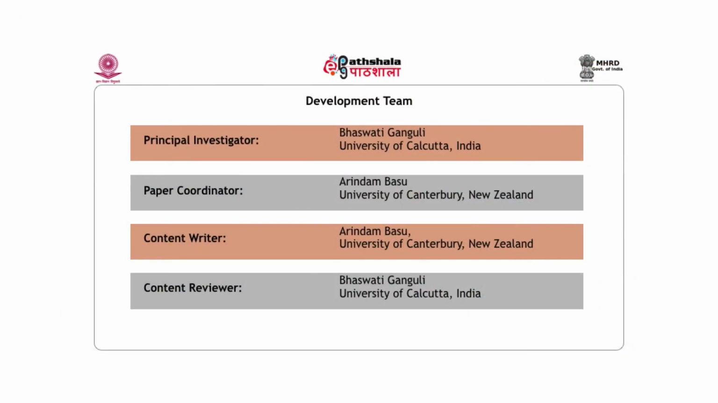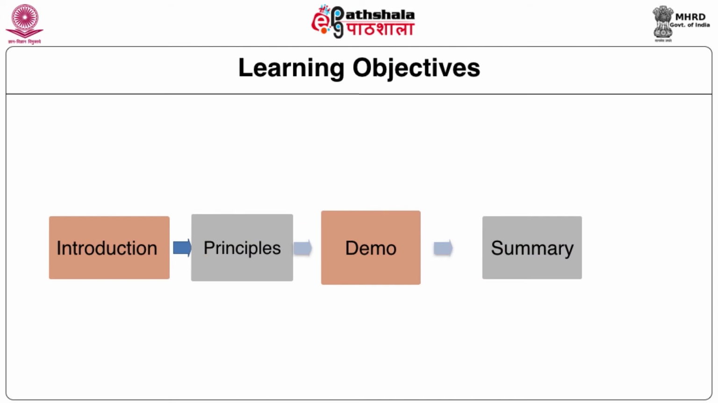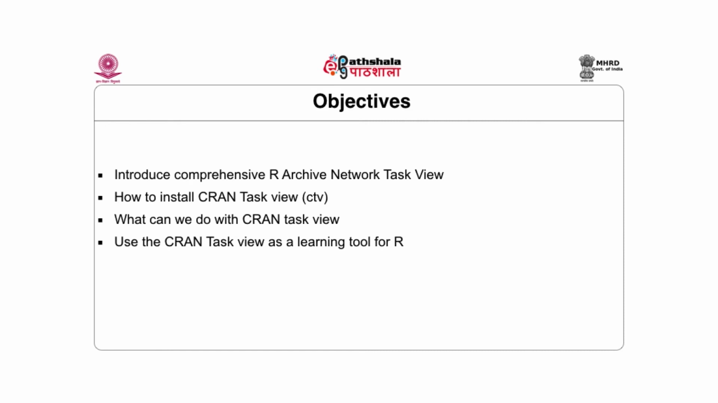Now, as before, we've been using a common motif. At various stages, we're going to give you an introduction to the basic principles, and we'll talk about certain principles. We'll see if we can run some demonstrations for this, and then we'll summarize our key learning points. Let's move on. The objectives of this particular session are that we're going to introduce you to the Comprehensive R Archive Network and the task view of the Comprehensive R Archive Network.